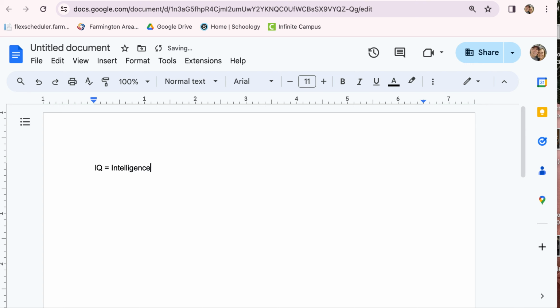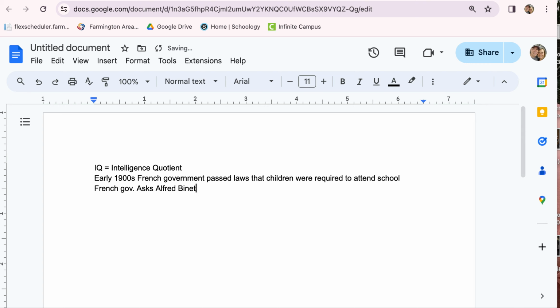IQ is intelligence quotient. The first thing I want to talk about, let's say early 1900s, the French government passed laws that children were required to attend school. The French government asks Alfred Binet to develop a test to determine, ooh, I like that predictive text, to determine which children may struggle. We can write about how the average IQ is 100. We can talk about how the army develops their own tests. Those are called the Alpha and Beta.